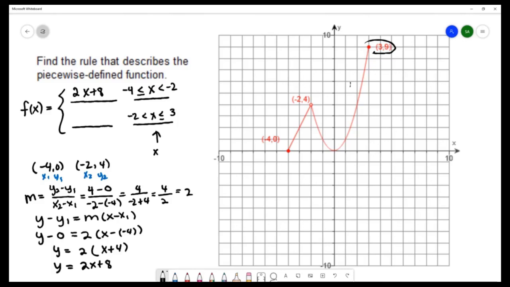So then we want to find the equation of this parabola. And the equation of the parabola is going to be x squared. This is our x squared graph. So that gives us our piecewise defined function. F of x equals 2x plus 8 when x is between -4 and -2, including -4, and x squared when x is in between -2 and 3, and x equals 3.